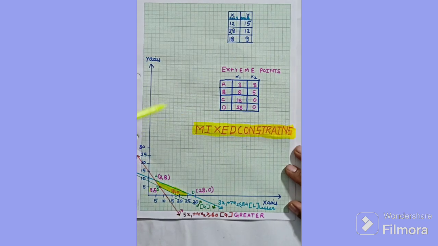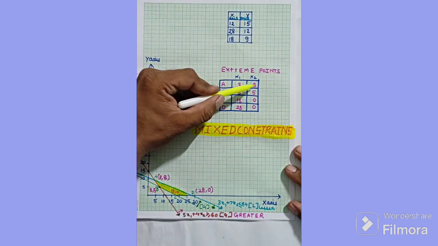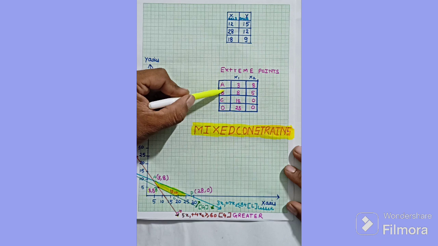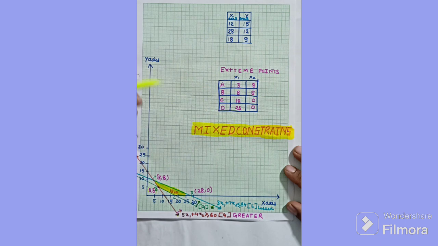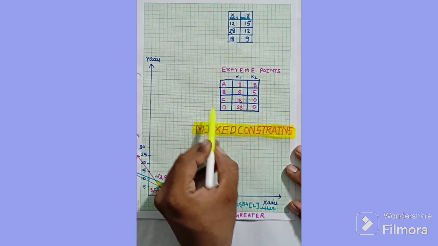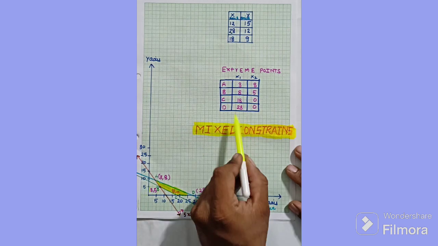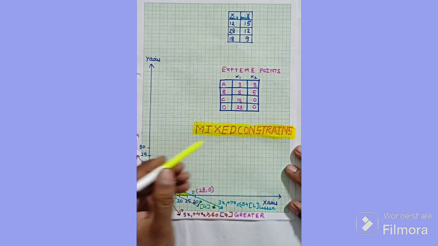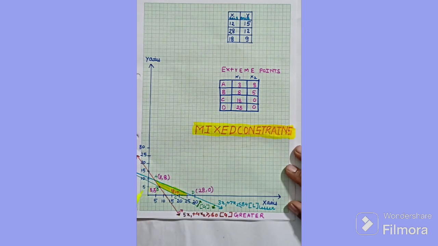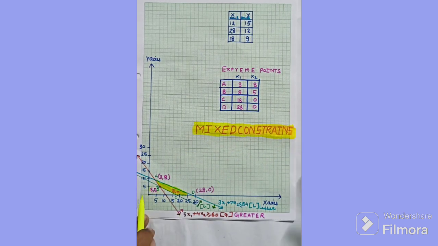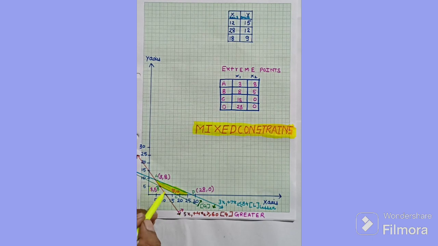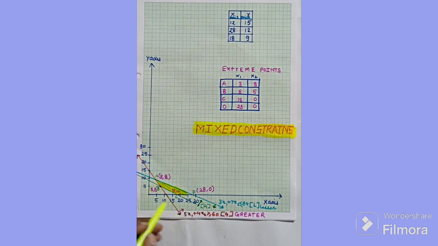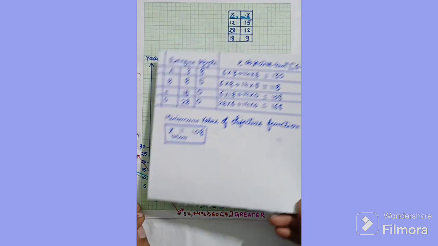So our extreme points are: A is 3 comma 8, B is 8 5, C is 18 0, D is 28 0. So this problem is of mixed constraint, and we have found the feasible region with the help of the greater and less signs.